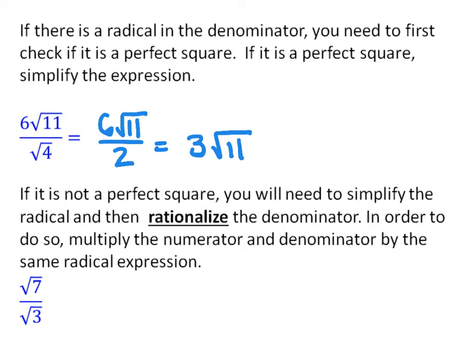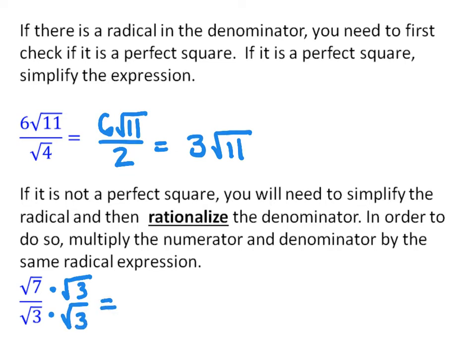Now if it is not a perfect square, you need to simplify the radical and then rationalize the denominator. In order to do so, you have to multiply the numerator and the denominator by the same radical expression. So in this case, if I want to rationalize that denominator, I have to multiply both the numerator and the denominator by whatever the denominator is, or that's square root of 3.